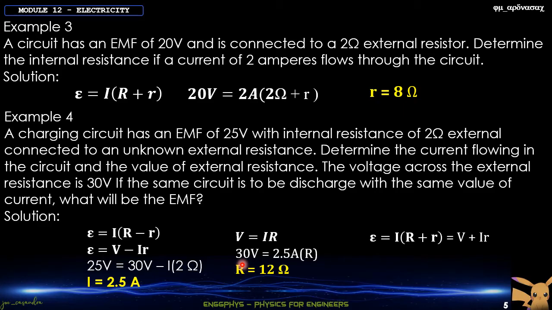So, we'll have the same values. Ang magbabago lang will be our current. So that will now be 30. Or magbabago na yung ating EMF pag discharging na siya. So 30 volts plus the computed current times the internal resistance. So the EMF now when it is discharging will be equal to 35 volts. Okay? So that's for example number 4.